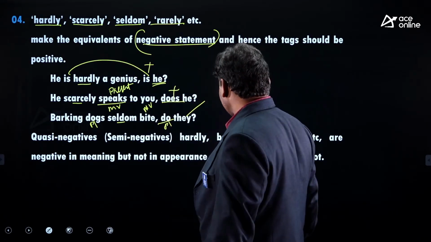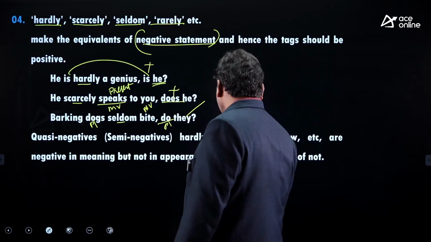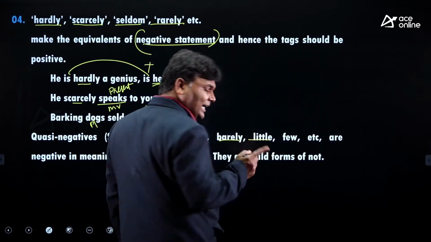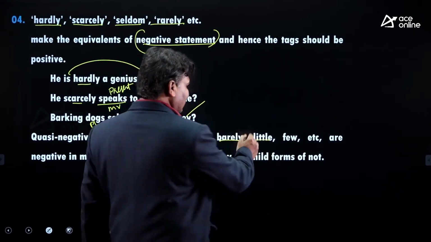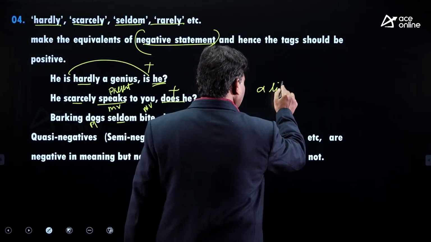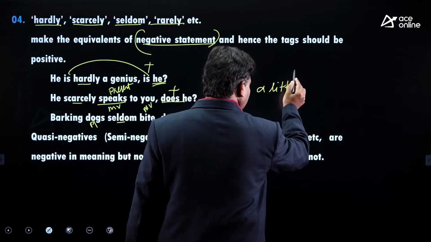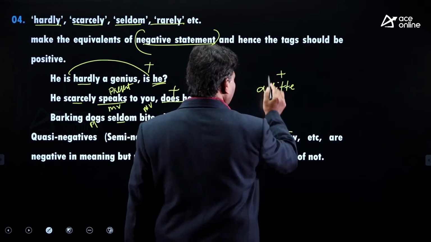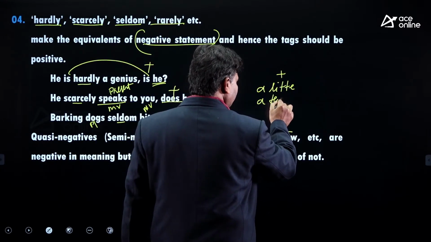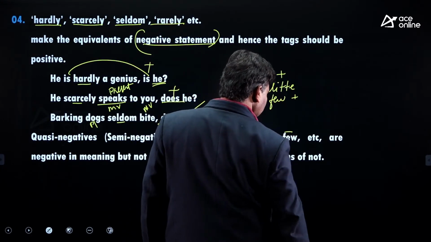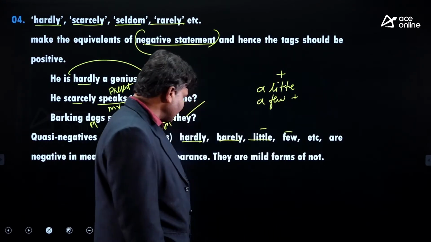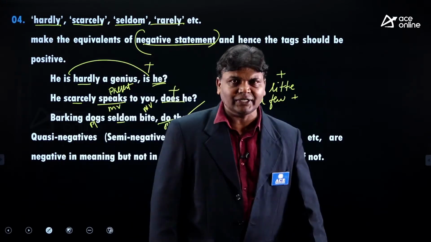Quasi-negatives or semi-negatives like hardly, barely, little. A little is positive. Don't take it as negative, students. A little is positive. Few is negative, but if you say a few, it is positive. These words are negative in meaning but not in appearance. They are mild forms of not.